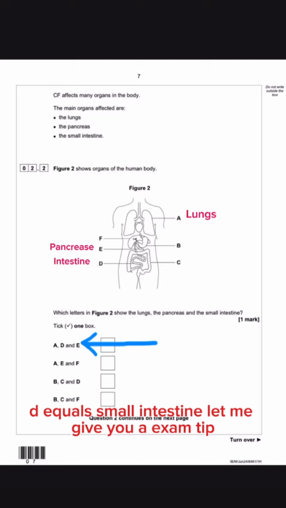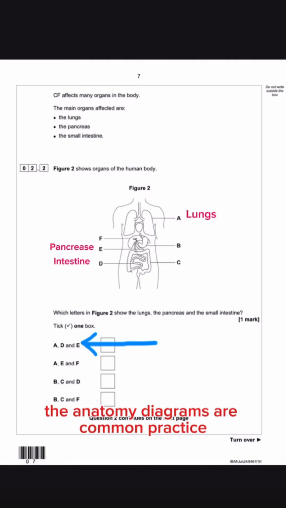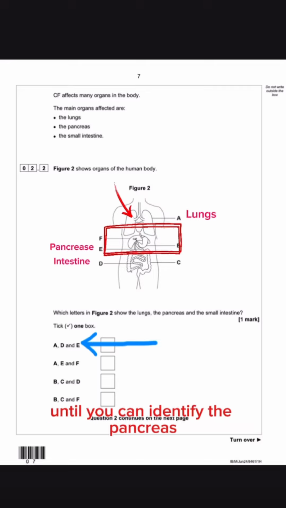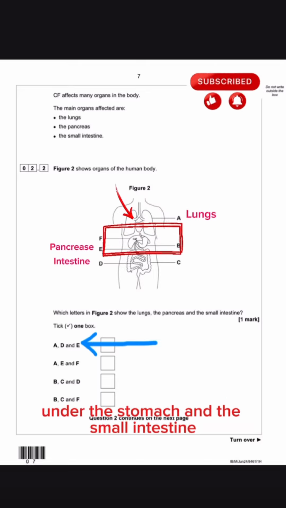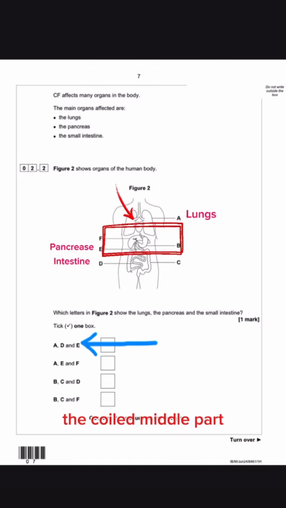Let me give you an exam tip. The anatomy diagrams are common. Practice labeling the digestive system until you can identify the pancreas, tucked behind and under the stomach, and the small intestine, the coiled middle part, instantly.